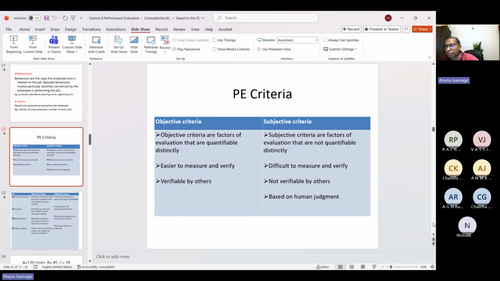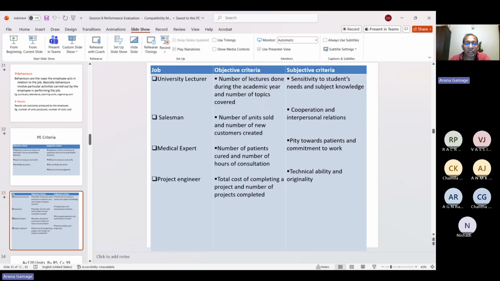How about cooperation? Employees are supposed to be cooperative. But the problem is we can't measure cooperation accurately. We can measure, but it is not 100% accurate. We have to have some devices, so that it is very difficult to measure. If it is difficult to measure, it is difficult to verify by others. It is based on human judgment. So anyhow, better to have both criteria.